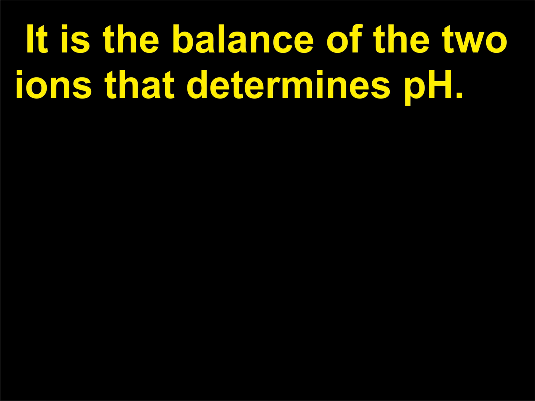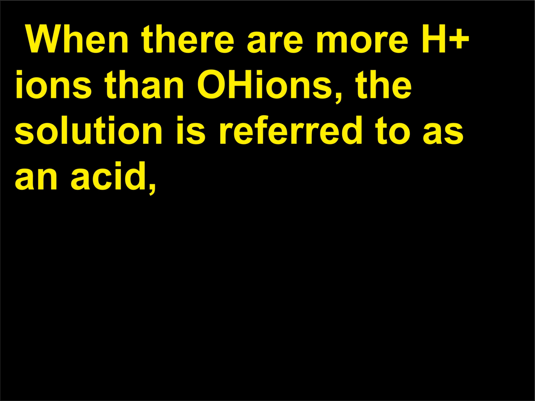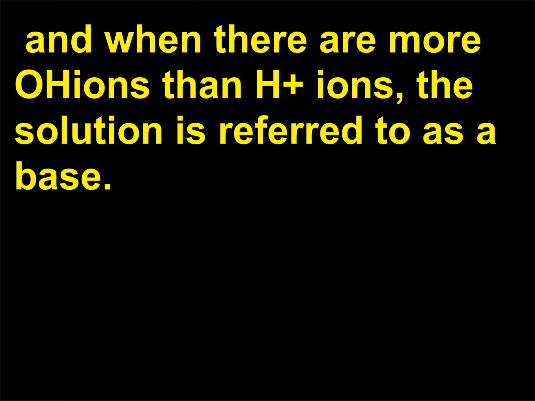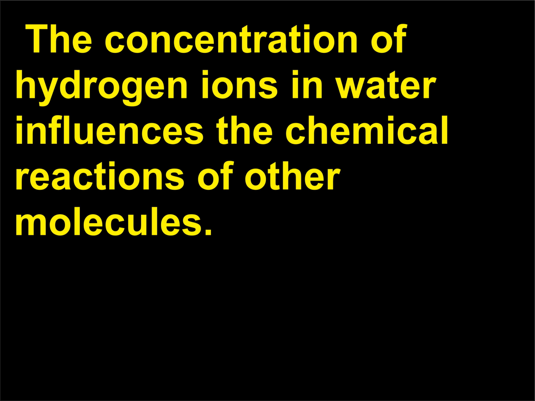It is the balance of the 2 ions that determines pH. When there are more H+ ions than OH- ions, the solution is referred to as an acid. And when there are more OH- ions than H+ ions, the solution is referred to as a base. The concentration of hydrogen ions in water influences the chemical reactions of other molecules.